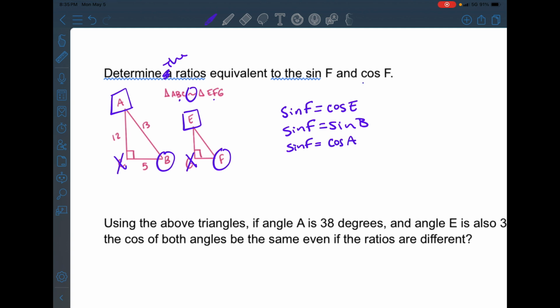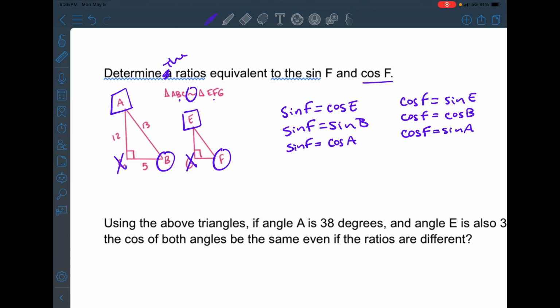And then it says, do the cosine of F. We're going to just change all those around then. Cosine of F equals sine of E. Cosine of F equals cosine of B. And then the cosine of F equals the sine of A.